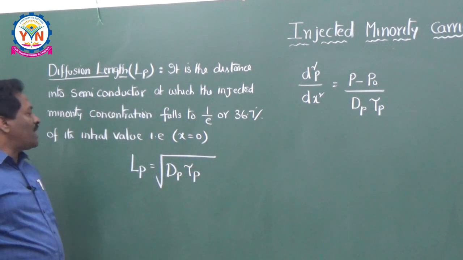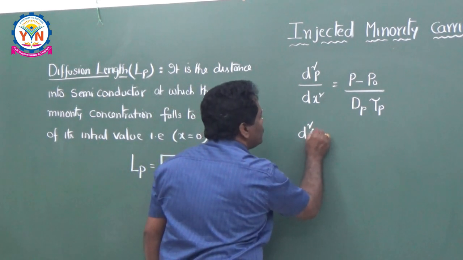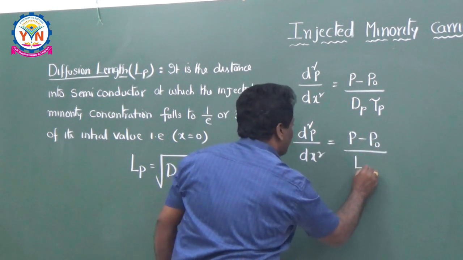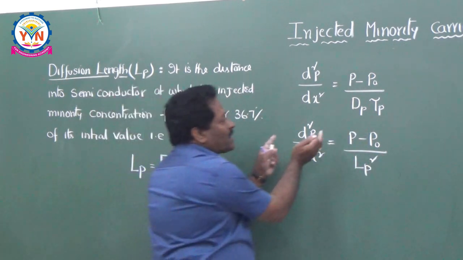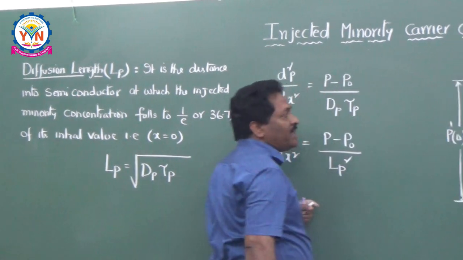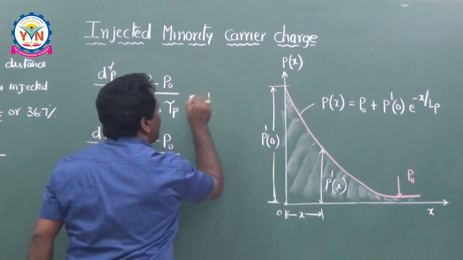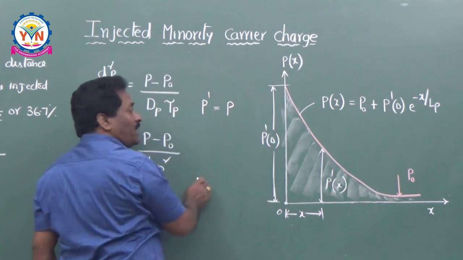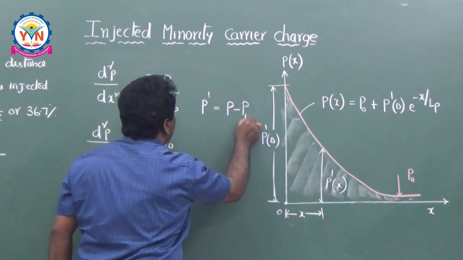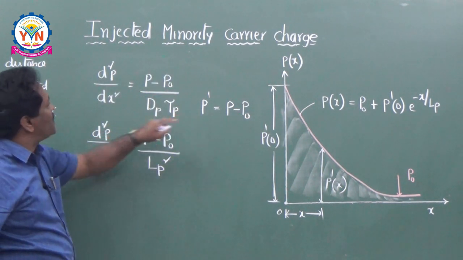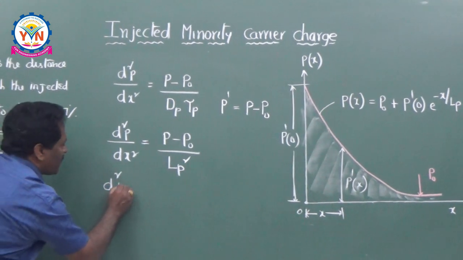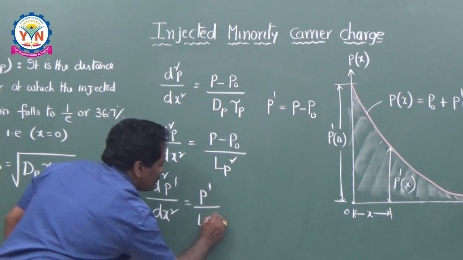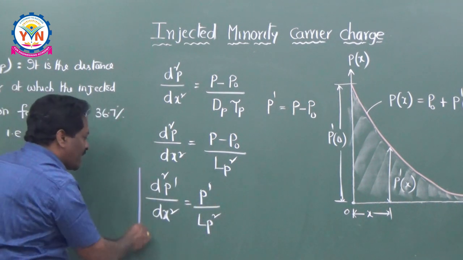So that's why I can say that d square p by dx square is equal to (p minus p naught) by Lp square, the diffusion length square. Just converting this expression into the injected carrier charges: injected is always given by the letter p dash, which is the final concentration p minus the thermally generated carriers p naught. So in place of p minus p naught, I can write p dash. Then the differential equation is d square p dash by dx square is equal to p dash divided by Lp square. This is the differential equation for the injected carrier charges.